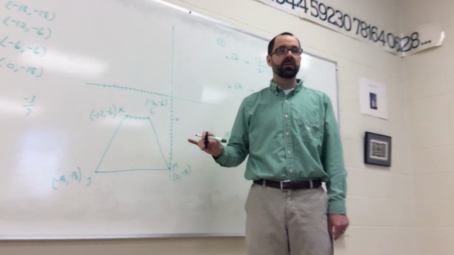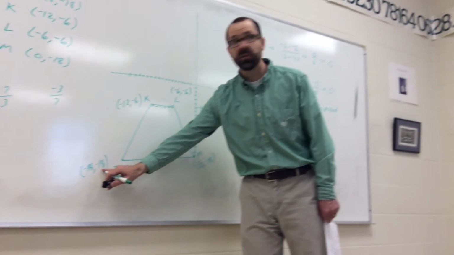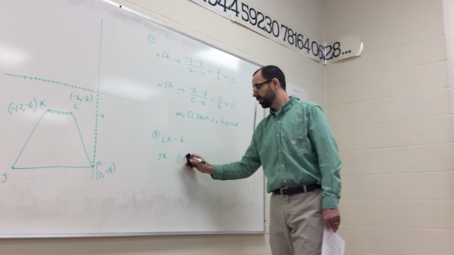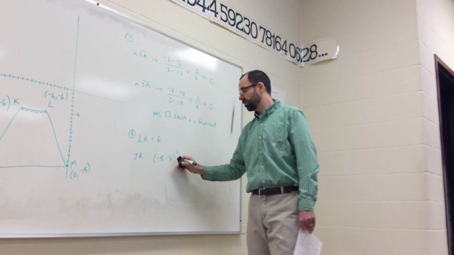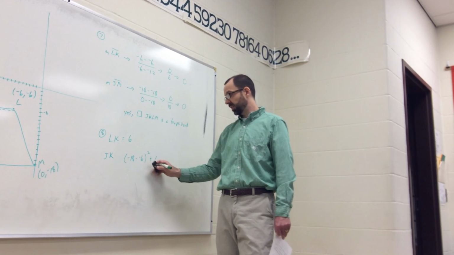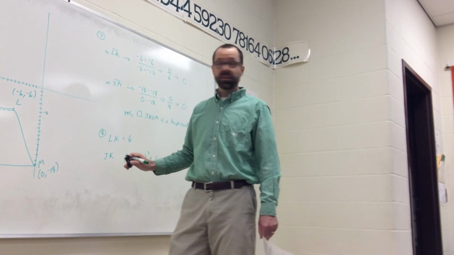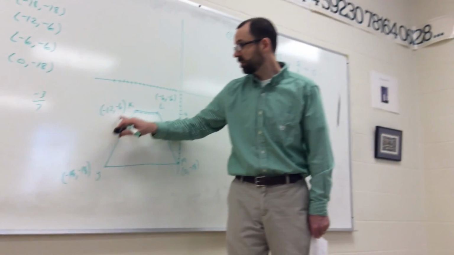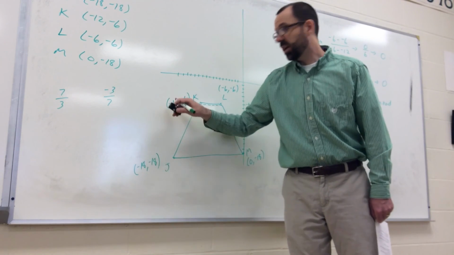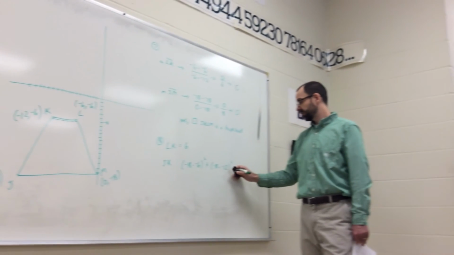Distance formula. Good. So that's negative 18 minus negative 6, and negative 18 minus negative 12. So it's a lot like the slope formula. You still subtract the y's and subtract the x's. You just square them and add them in this case.